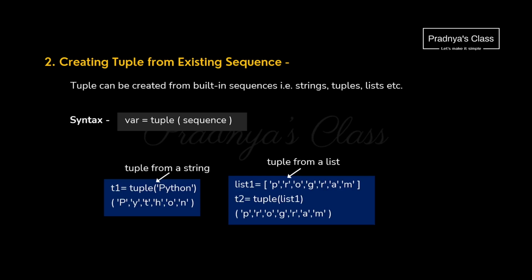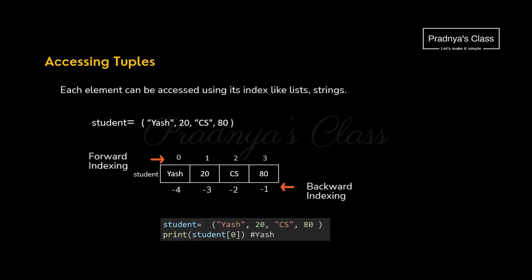Here is the second way of creating tuple. You can create tuple from other sequence. Look at the example. We are creating tuple from string, and in this example we are creating tuple from a list. Let's move ahead. It is a collection of elements. How to access individual element with the help of index. This concept is just like string and list. If you want to access in the forward direction, index will start with 0. And for backward indexing, index will start with -1.